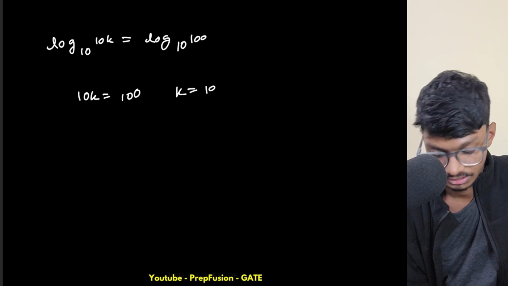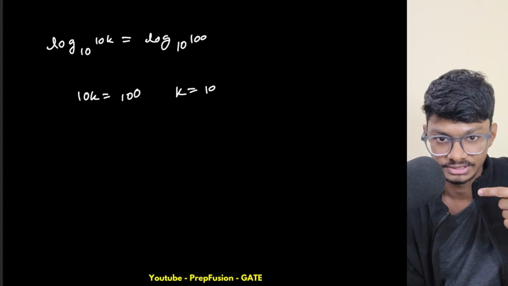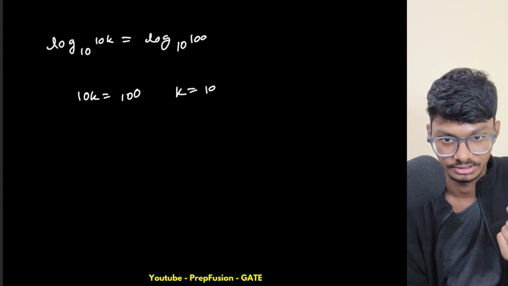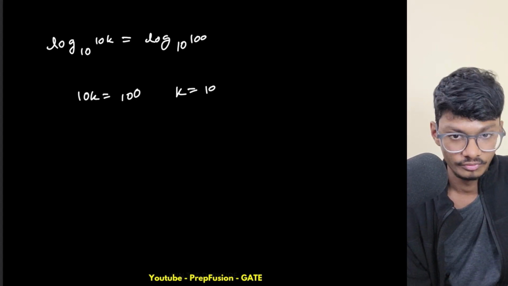So now K is 10, and you can find the steady state error. What is the steady state error formula? Again, you can go through the basics. You can watch my previous video where I derived the formula for steady state error. Else, since we know the system is stable, we can use that formula also.